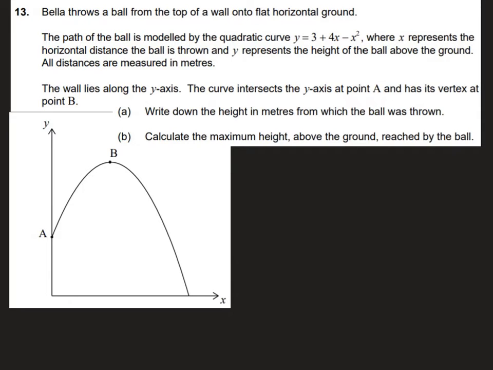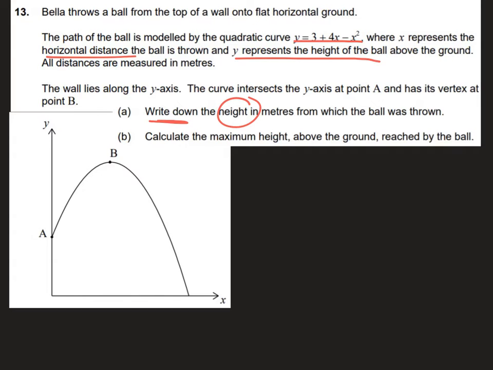Question 13 is on quadratics, and we have the path of a ball which has been thrown and can be modelled using the quadratic curve y equals 3 plus 4x minus x squared, where x represents the horizontal distance the ball is thrown and y represents the height of the ball above the ground. We are asked to write down, and remember, write down means it should be fairly straightforward, the height in meters from which the ball is thrown.